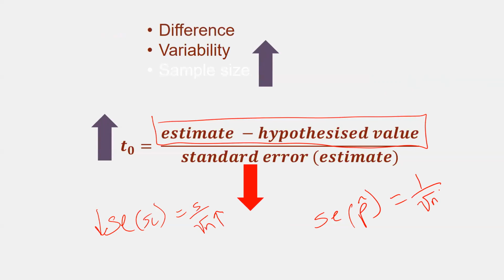So for categorical data, when we're looking at the standard error of p hat, of a proportional estimate, then we wouldn't talk about variability. We'd only talk about sample size and the distance or the difference between the estimate and the hypothesized value.